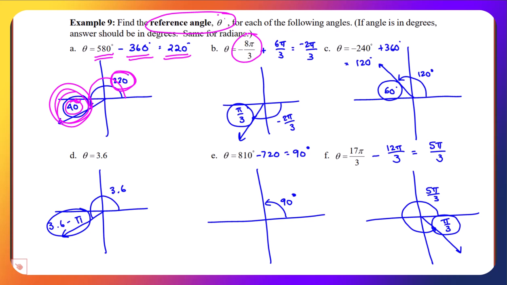Eight pi over 3. Well, if I add 2 pi to it, I'll end up in the same place. And so the angle really is negative 2 pi over 3, and that's here. So it's short pi over 3 from the x-axis, and there's the reference angle. If I add 360, I get 120, and 120 is 60 short of 180. 60 is the reference angle.